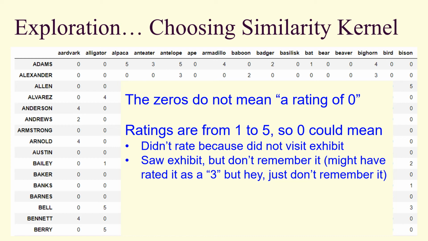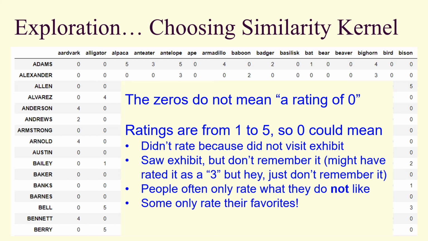So maybe they saw it, but they don't remember it. People often only rate what they do not like. You've got to keep that in mind. There's some real bias in this data. And some people only rate the things that they really, really like.